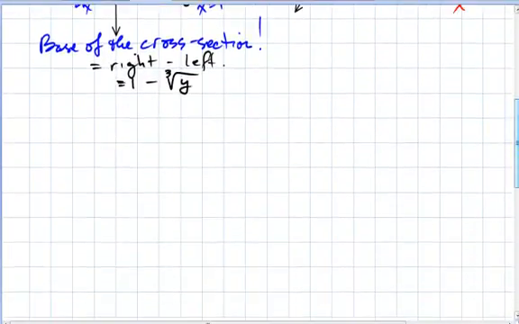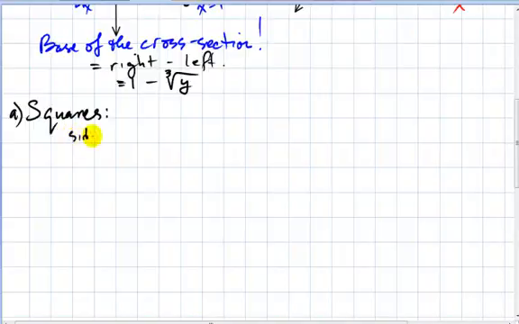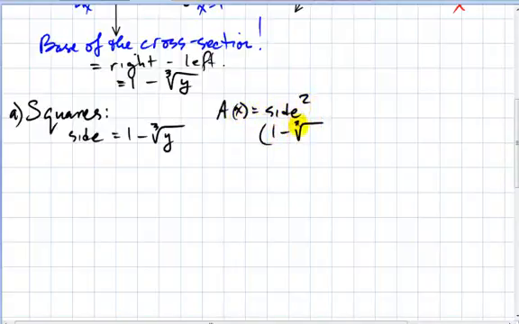So, squares. The side is going to become 1 minus the cube root of y. And the very first thing we do in all these problems is figure out A of x. My cross-sectional area for a square is simply side squared. So I take 1 minus the cube root of y, and I square it. I want to simplify this before I integrate. And so what do I get?